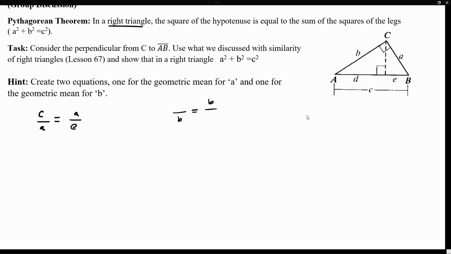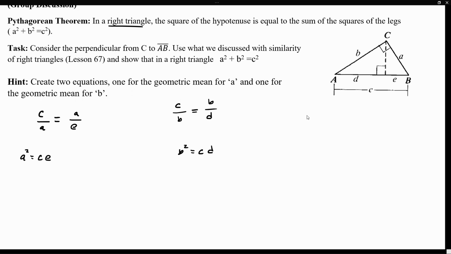Okay, so now let's write down the geometric mean for B. Notice that B is the other side, and it's a geometric mean between the whole and the small, which in this case is D. So now that we have set this up, let's cross multiply. If we cross multiply, we have that A squared equals CE. And if we cross multiply, we have that B squared equals CD.